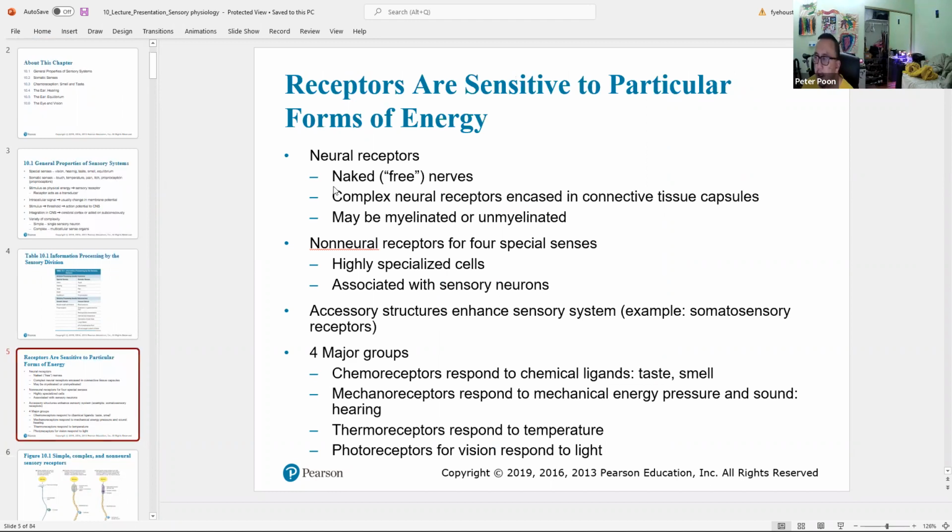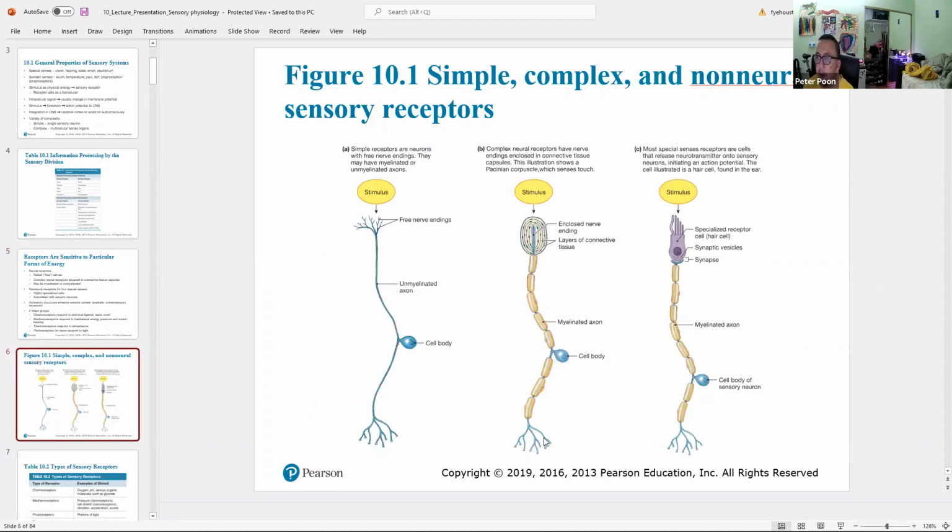Receptors are sensitive to particular forms of energy, like chemical receptors responding to chemistry, and vision is through light. So the four major groups: simple, more complex, even more complex. We'll be talking about this stuff most. The last thing is special senses.